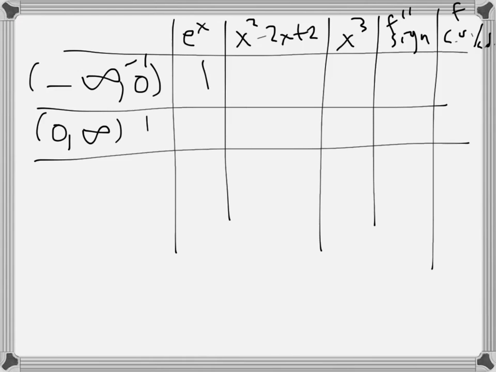Well, e to the x is always positive. If I plug in minus 1 here, I get 1 plus 2, which is positive, but then x cubed would be negative. So I'm concave down. And then when I use 1, I get 1 minus 2 plus 2, which is positive, and then x cubed is positive. So now it's concave up. However, I don't get an inflection point because remember 0 was the asymptote. So now I have all the info that I need, and now I'm going to try to sketch.